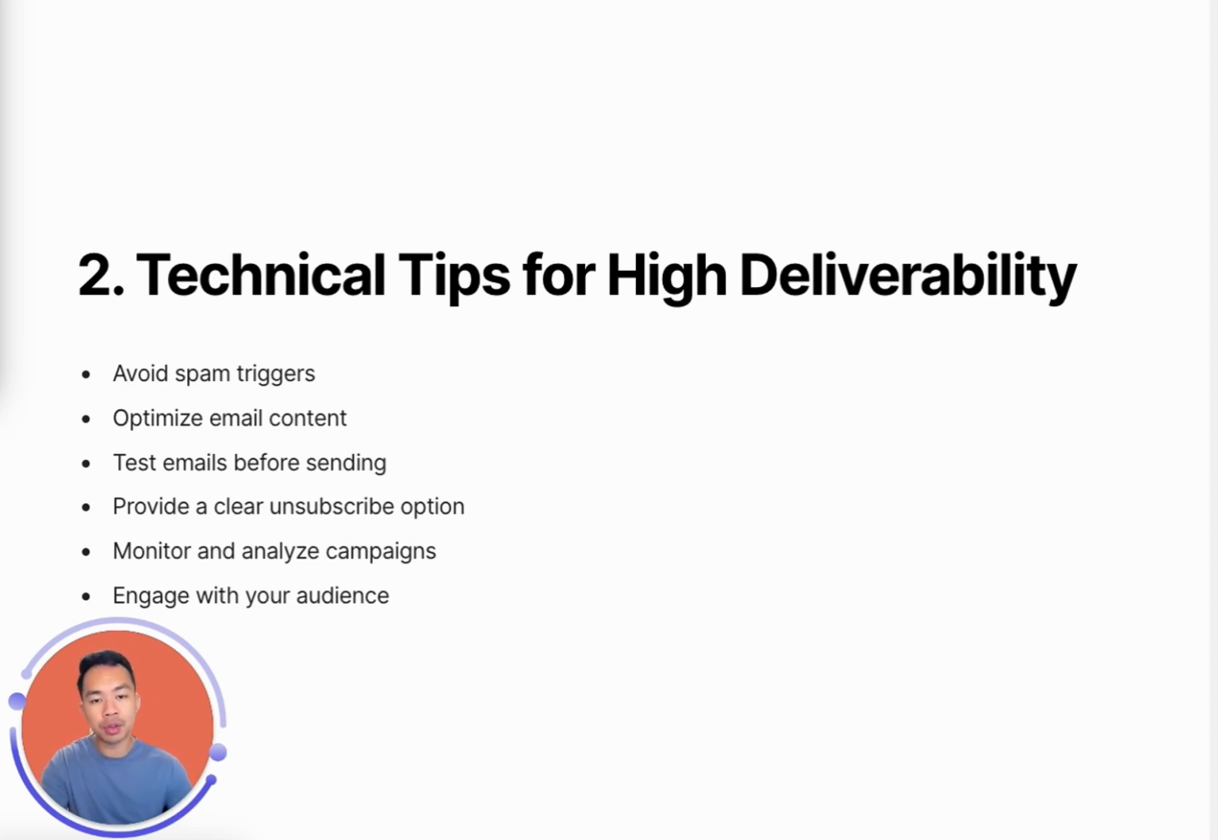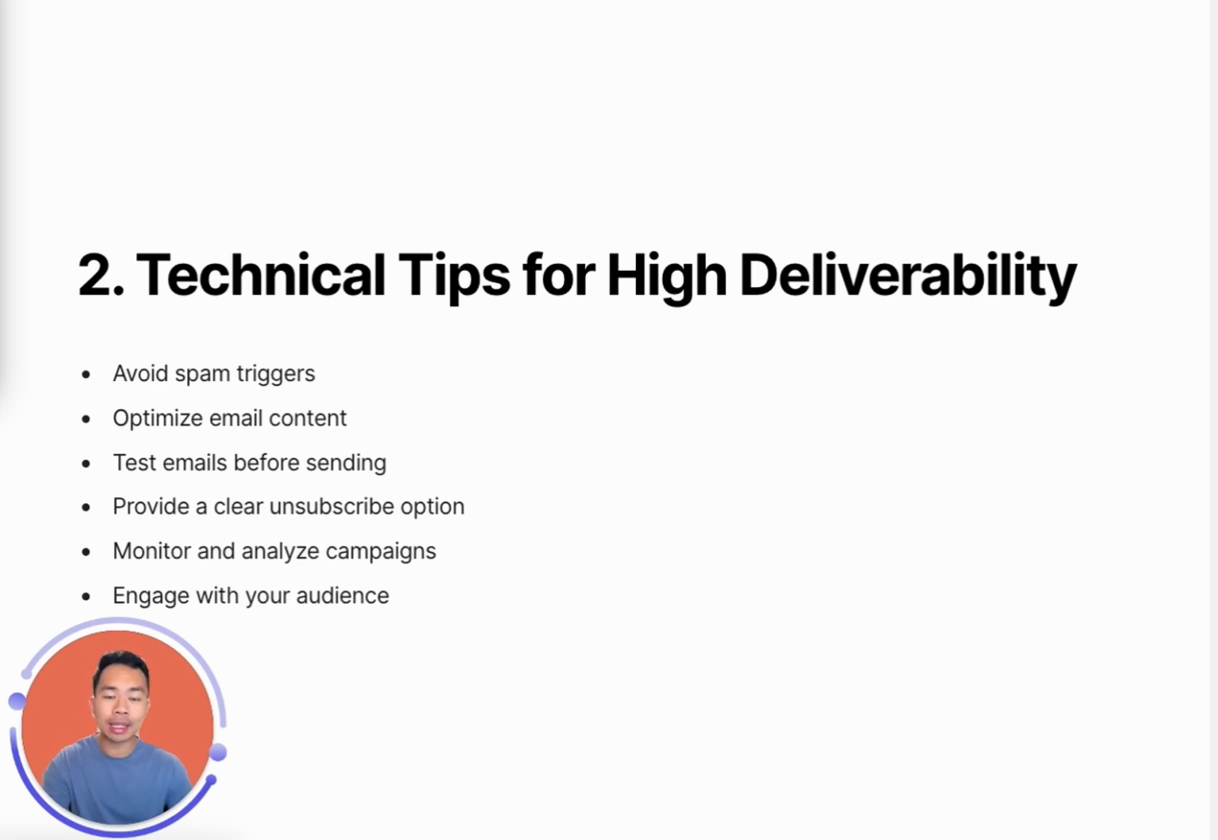And before sending out your email, you can actually test your emails. Use tools like Mail Tester or Litmus to check if your email might end up in the spam folder, right? So Litmus is spelled L-I-T-M-U-S. So these tools can definitely provide insights and suggestions for improving your email's deliverability.